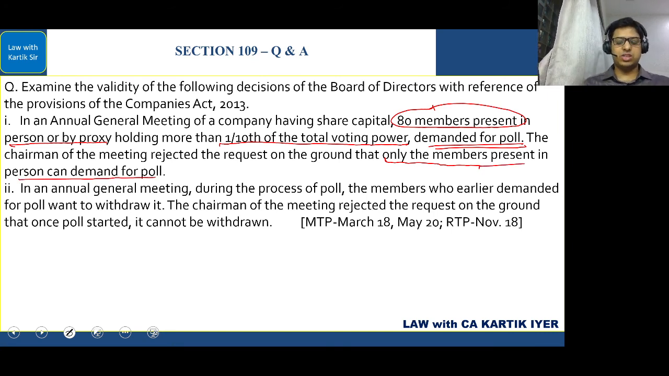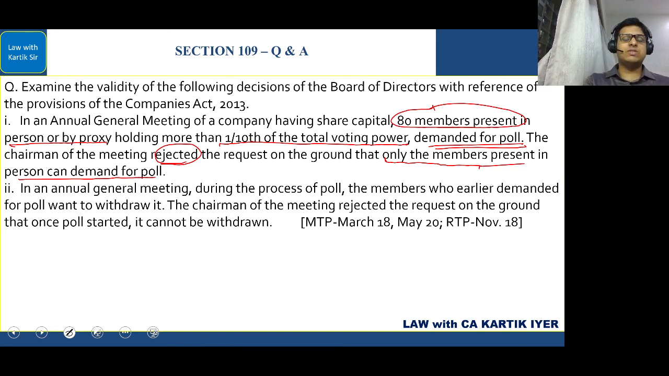This is a very nice question because this will test which student has done the law in depth or with great detail. Okay. The law clearly says, and if you open section number 109 of the Companies Act, that is in relation to demand for poll, it is clearly written there that in relation to the members who can demand for poll, it can either be the person or it can be the proxy also. So when the chairman is saying here that no, we are rejecting your request because you are a proxy and only the members present in person can demand for a poll, the chairman is incorrect in this case.